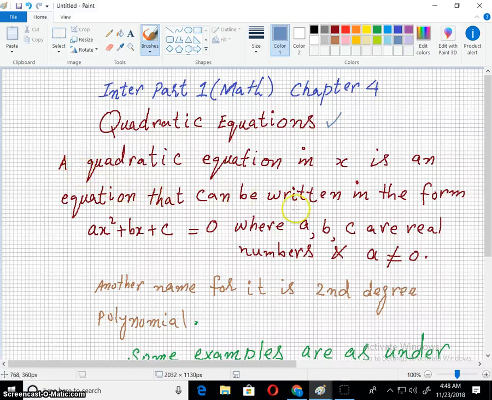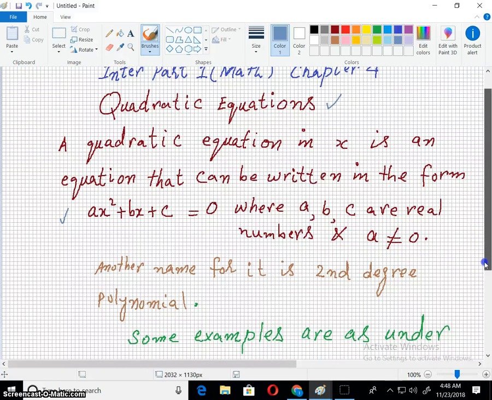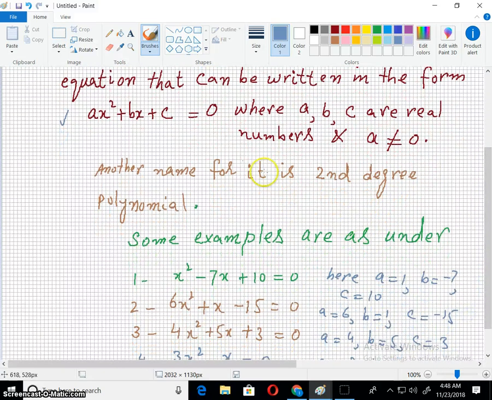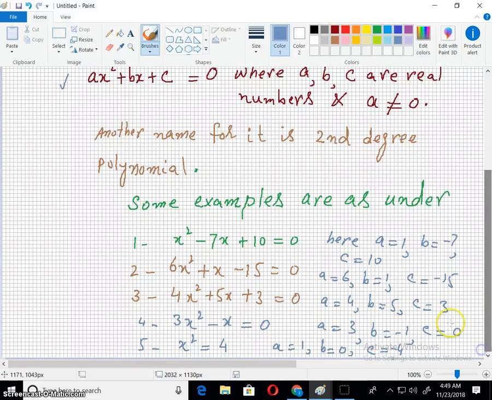A quadratic equation in x variable is an equation that can be written in the form ax square plus bx plus c equal to 0, where a, b, c are real numbers and a is not equal to 0. Another name for it is second degree polynomial. Here are some examples of quadratic equations.